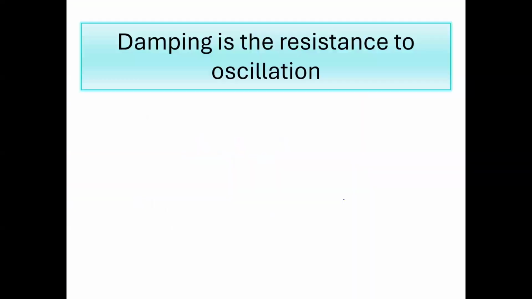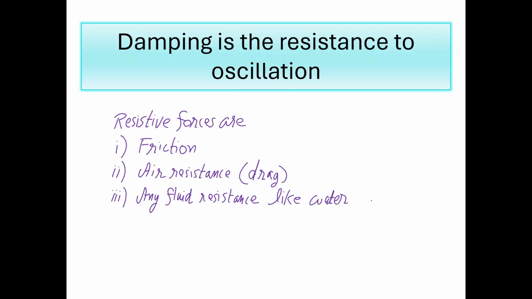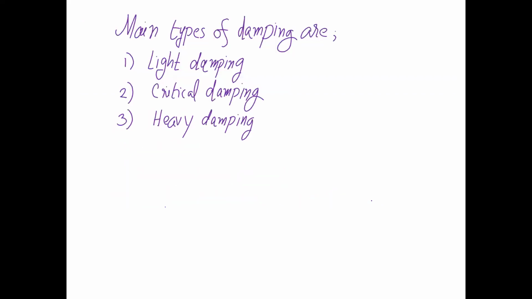Damping. What is damping? Damping is the resistance to oscillation. And resistive forces are friction, air resistance, any fluid resistance, etc. There are three types of damping: light damping, critical damping, and heavy damping.